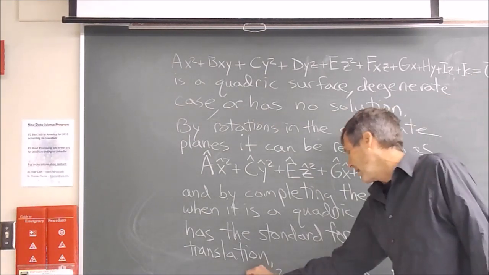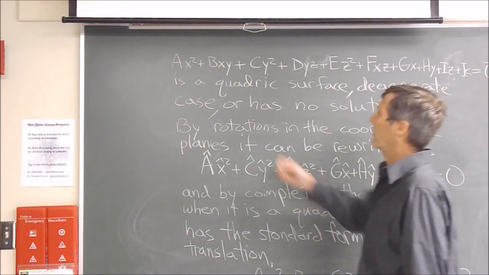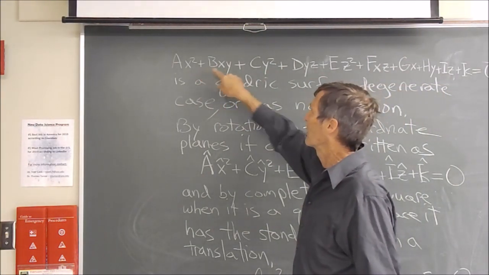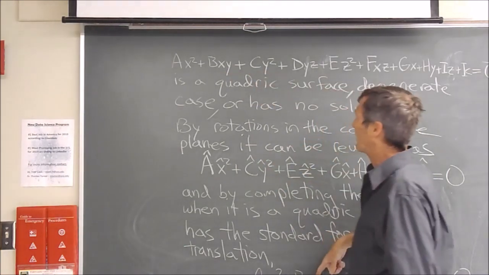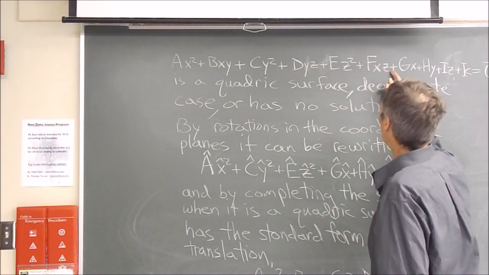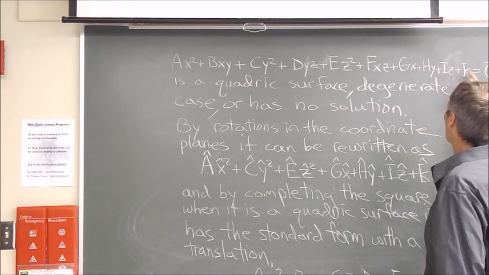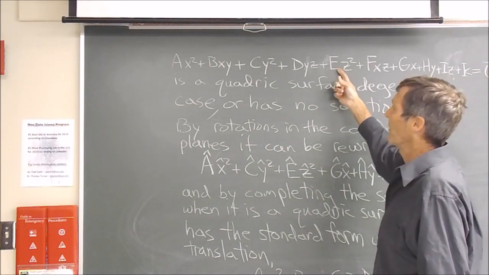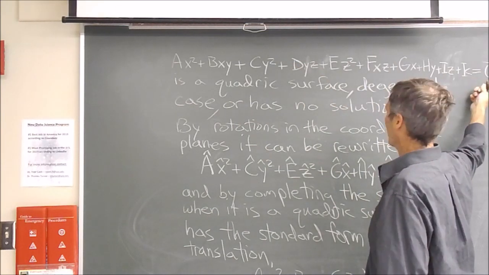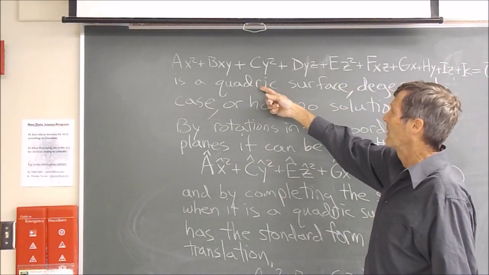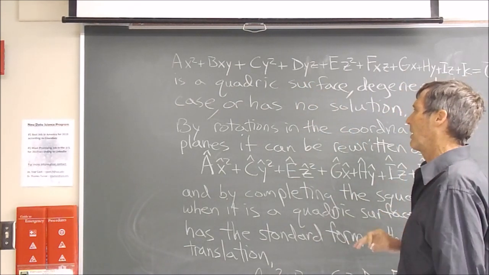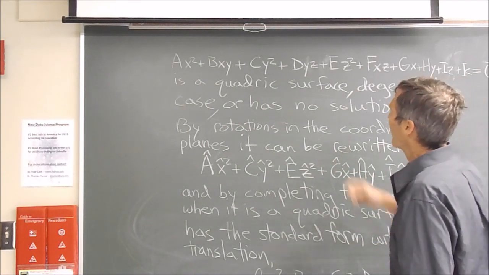We can do a completely analogous thing now with quadric surfaces. It turns out that every quadric surface can be written in this form in 3 dimensions. Ax squared plus bxy plus cy squared. It starts out the same, but now we've got 3 variables, so there's a plus dyz plus ez squared plus fxz plus gx plus hy plus iz plus k equals 0. Every equation of this form, which is up to second degree polynomial in x, y, and z, equals 0. This very important equation is a quadric surface, a degenerate case, such as one of those cylinders you saw, or a plane, or something like that, or it can have no solution.